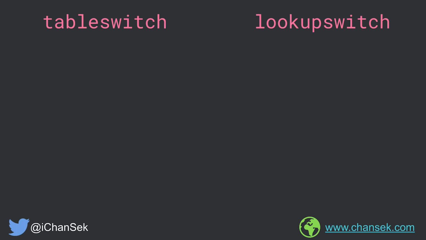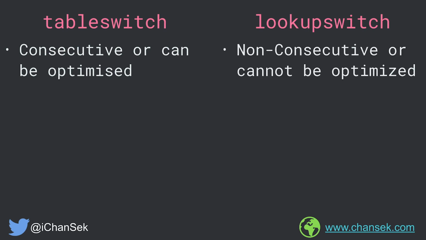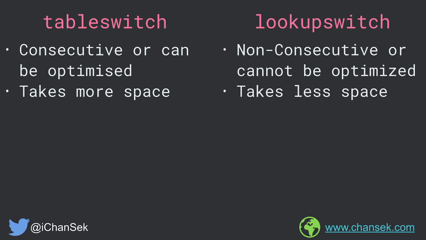Our switch statements are being converted into table switch if the case values are consecutive or can be optimized to consecutive. Whereas if the case values are completely non-consecutive or random, in that case the switch statements will be converted into lookup switch. Table switch takes more memory because there can be some fake entries, whereas lookup switch takes less memory as compared to table switch.